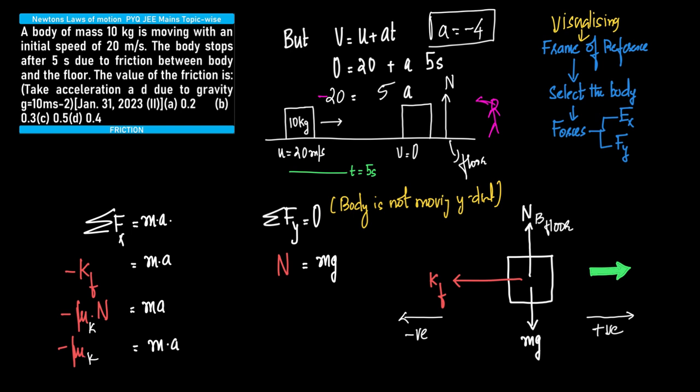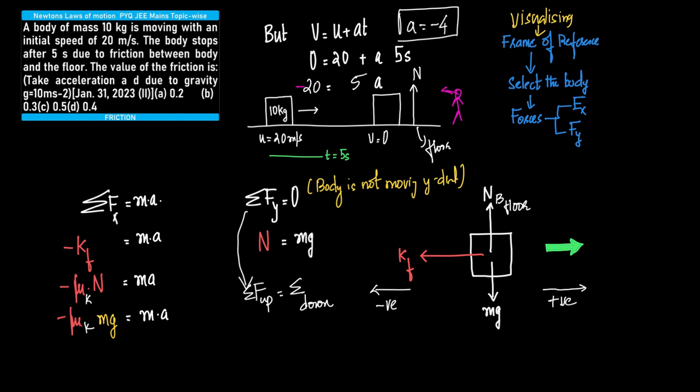What is n here? N from this equation: sigma fy is equal to 0 implies all the forces acting in the up direction should be equal to all the forces acting in the down direction. What are the forces acting in the up direction? The only force acting in the up direction is normal reaction. What are the forces acting in the down direction? The only force acting in the down direction is mg, and therefore we have normal reaction is equal to mg. So instead of n here, we can now write m into g.